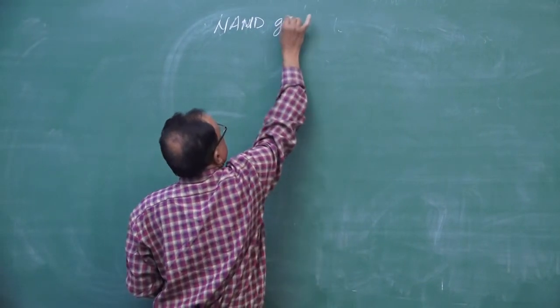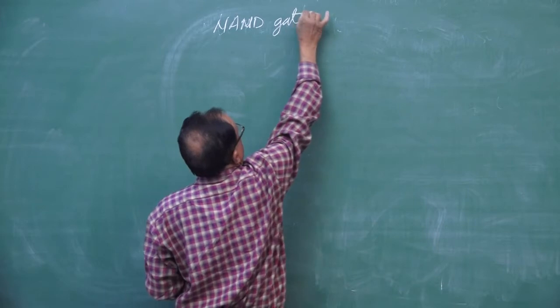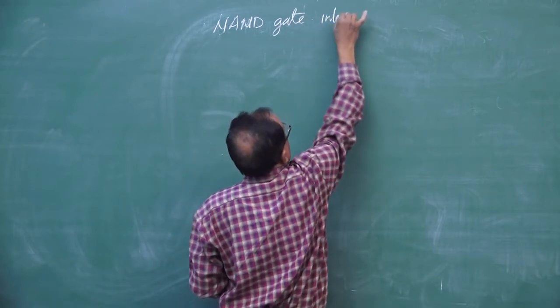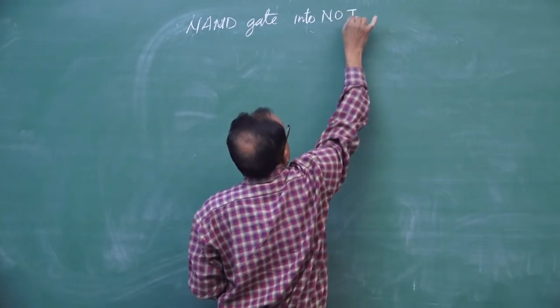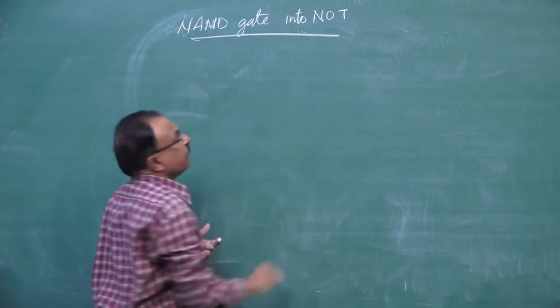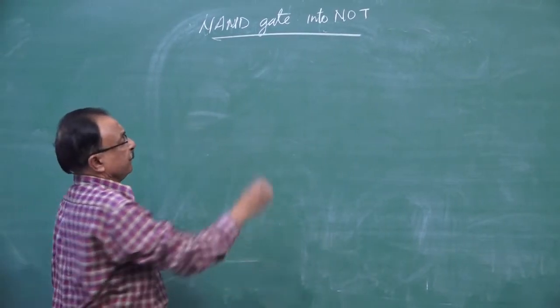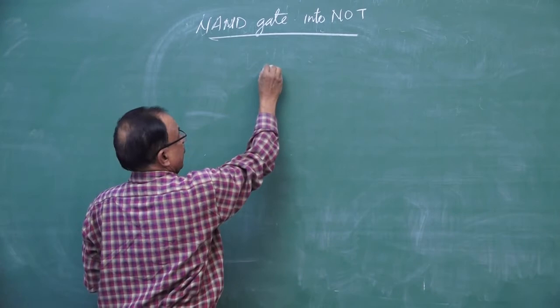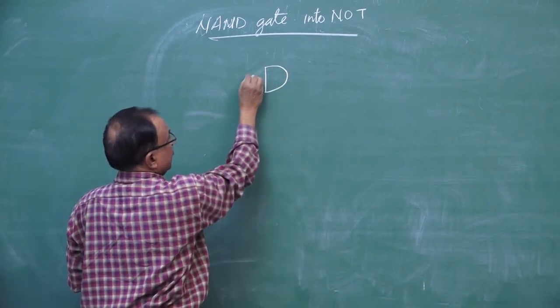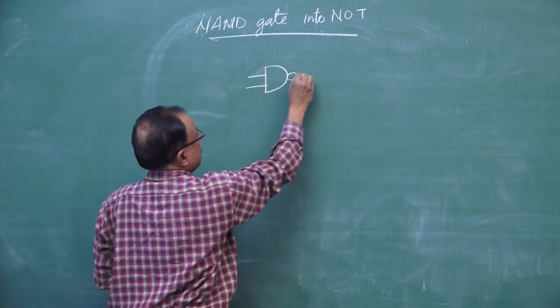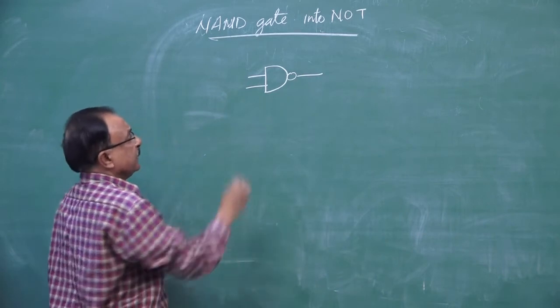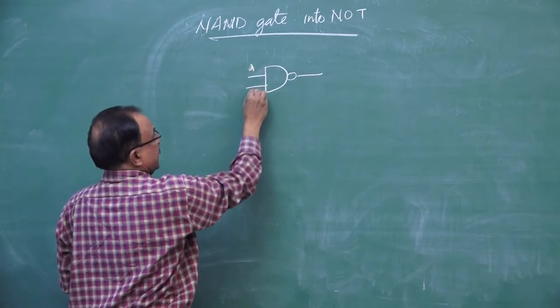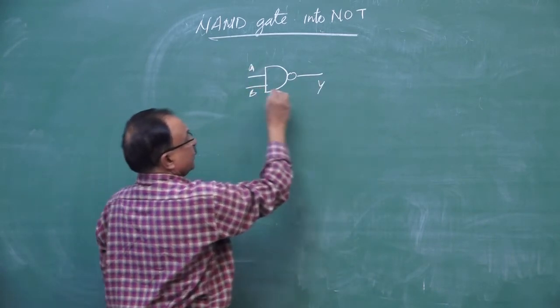A NAND gate can be converted into a NOT gate. How can we convert a NAND gate into NOT? It's very simple. I will show it with the graphical symbol. This is the NAND gate. These are the inputs of the NAND gate, A and B. This is the output of the NAND gate.